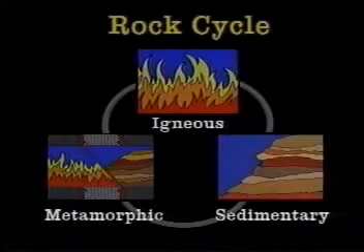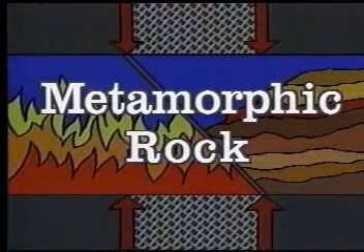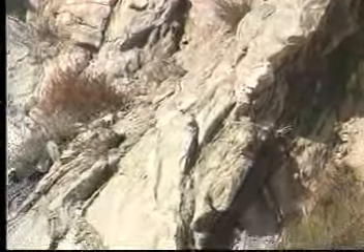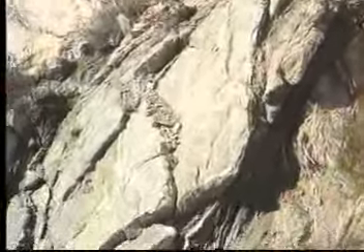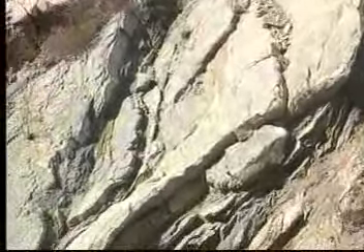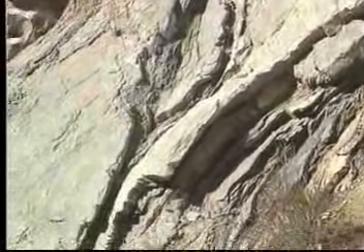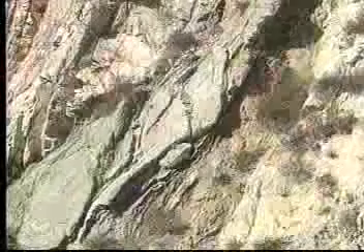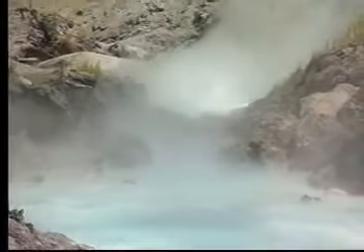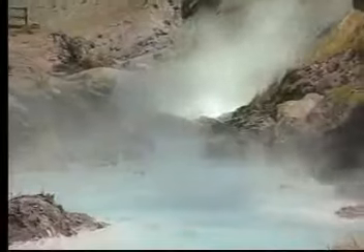The third type of rock is called metamorphic rock. Metamorphic means to change form, and this type of rock is created when either igneous or sedimentary rocks undergo transformation. But what creates this change? Heat and pressure are the main elements that affect change.